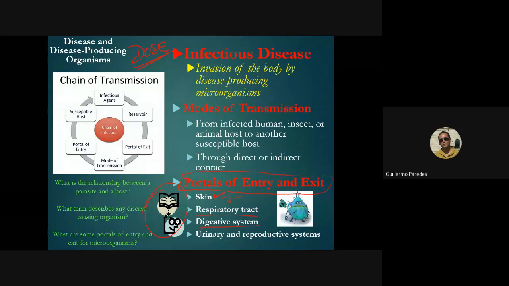The urinary system and reproductive system, the urinary system, the UTI, urinary tract infections, right? When we talk about kidneys, you will ask, why is it bad to retain urine? We will talk about that another time. So portal of entry: skin, the lungs, gastrointestinal, urinary and reproductive organs. If you see, all these are openings, right? An opening of the skin can produce disease. Respiratory tract, digestive system, urinary and reproductive organs. You okay with that?